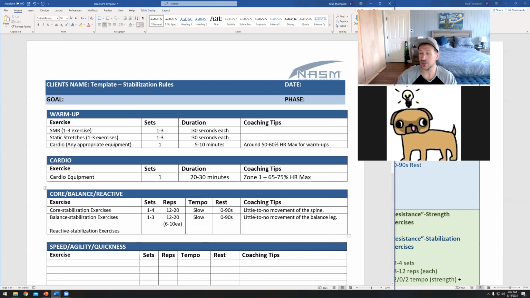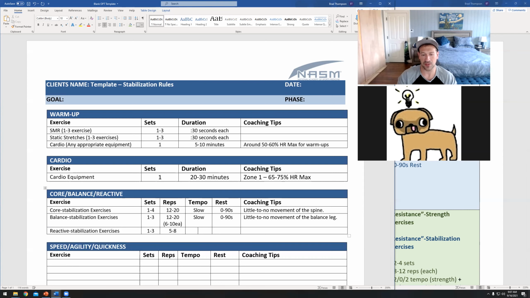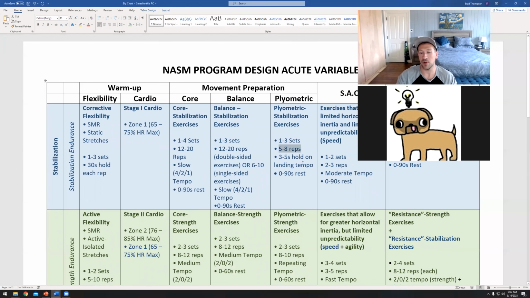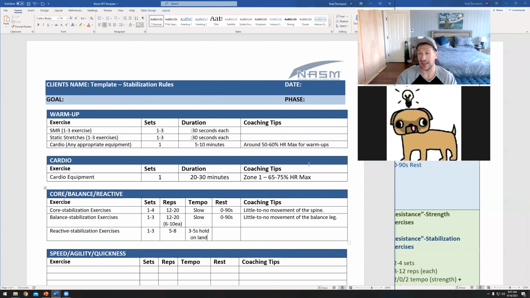And then for our reactive stabilization exercise, that is also going to be 1 to 3 sets. This is only going to be 5 to 8 repetitions. So the reps are actually pretty low here. So 5 to 8 reps. And then our tempo is a 3 to 5 second hold on landing, right? 0 to 90 seconds of rest and little to no movement upon landing.